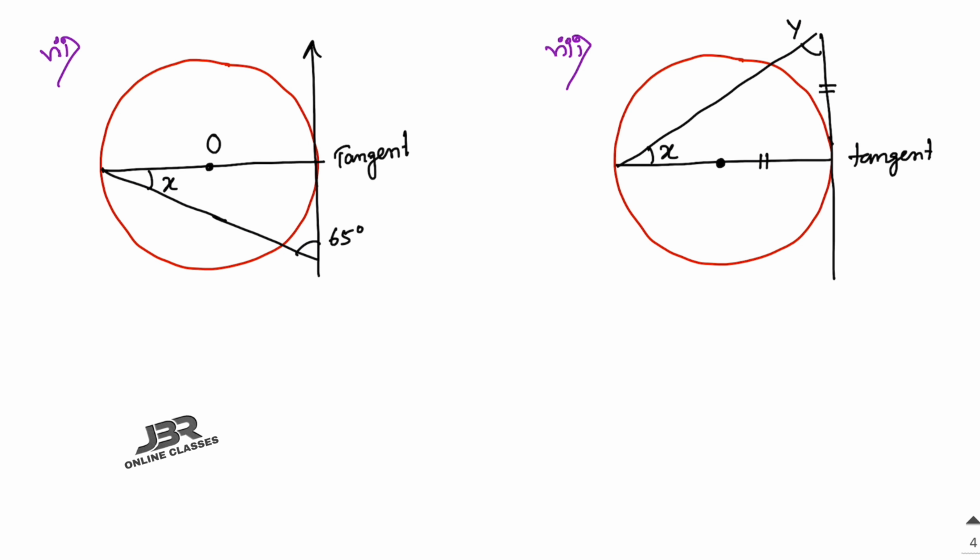Now next, the seventh one. Here in the seventh one, this one is a tangent. So you know the line from the center is always perpendicular to the tangent. That means this angle equals definitely 90 degrees. And as this one equals 65, 90 plus 65 equals 155. So x equals 180 minus 155, and your answer is 25 degrees.